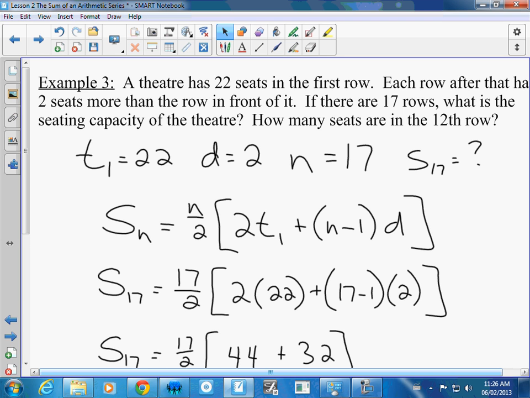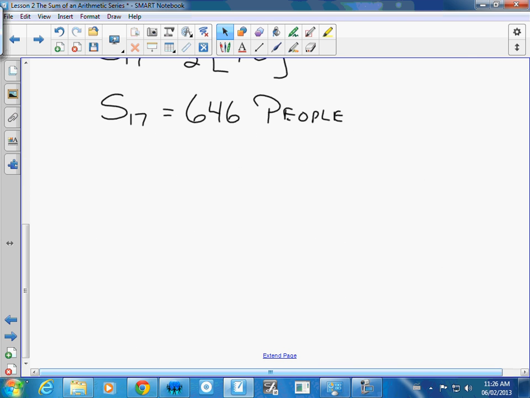So what we want to know is in the 12th row, like if we actually went, right, 22 in the first row, we could actually count this out, right? 24, 26, 28, we can count it all the way up to the 12th row. Lame. I'm not doing that. I'm too lazy, right? I do it mathematically. Okay, so we want to find stuff in the 12th row.